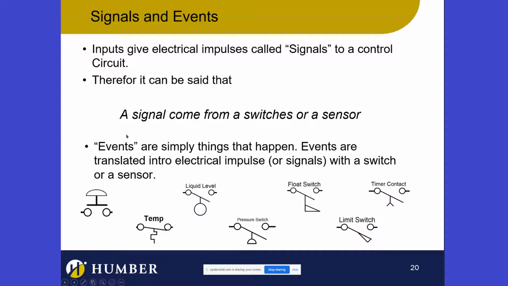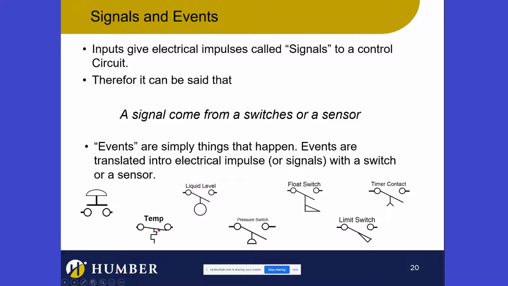So a signal comes from a switch or a sensor. What's going on is this is a switch. These are all actually switches here. In ladder logic, we actually only use switches. We don't use sensors, and that's a whole other thing that you'll learn in mechatronics. Okay, here we go. So this is a normally closed temperature.